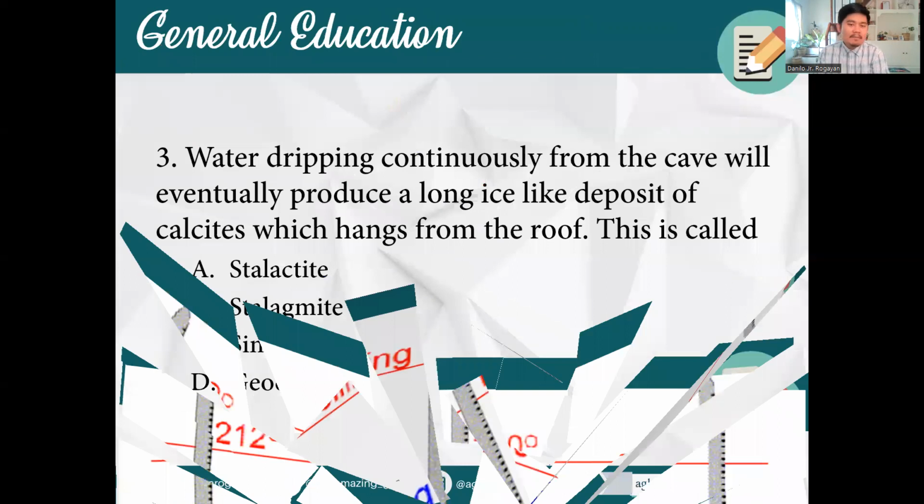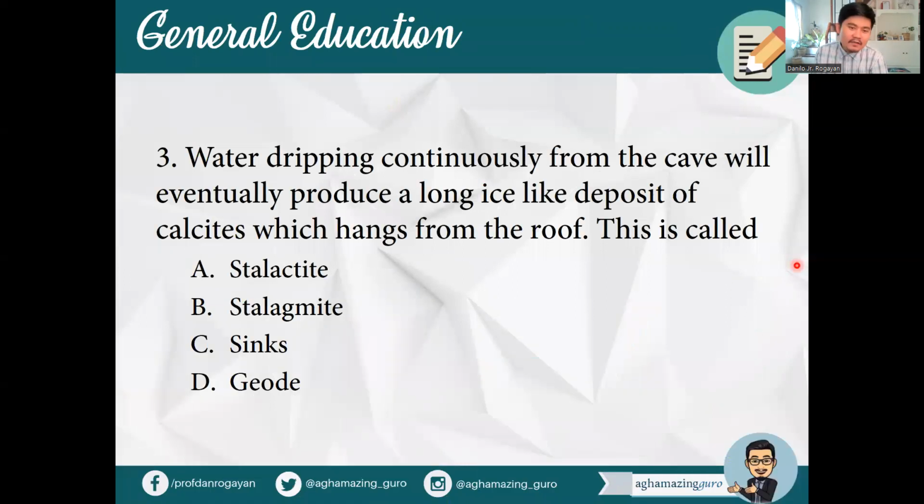Third, water dripping continuously from the cave will eventually produce a long ice-like deposit of calcites which hangs from the roof. This is called: A, stalactite, B, stalagmite, C, sinks, D, geode. What is the answer, future LPTs? That is letter A, stalactite.